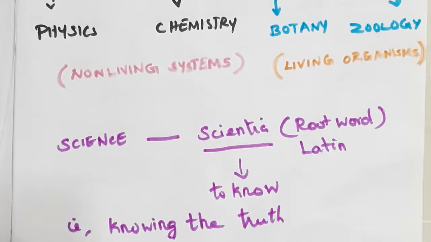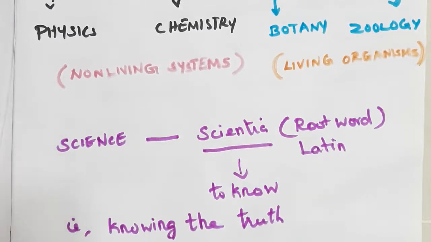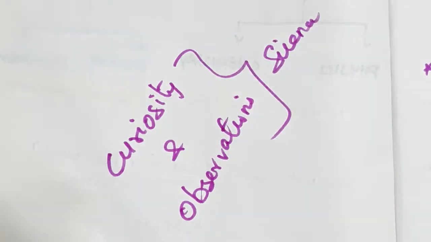Okay? So science is a systematic organization of knowledge gained through observation, experimentation and logical reasoning. So science means knowing the truth. It is the knowledge gained through the observation, that is, the things happening around us, and experimentation, and finding the reason. Okay, this is about science. So, curiosity and the observations are the origin of science.